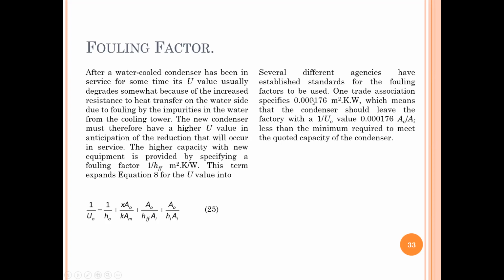Okay? Several different agencies have established standards for the fouling factors to be used. So, hindi tsamba-tsamba, may standard na sinusunod. One trade association specifies 0.000176 meter squared Kelvin per watt, which means that the condenser should leave the factory with a 1 over U value of 0.000176 A_o over A_i less than the minimum required to meet the rated capacity of the condenser. Ayusin natin to.